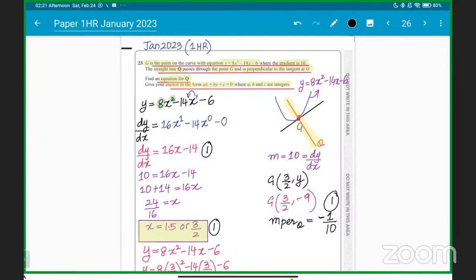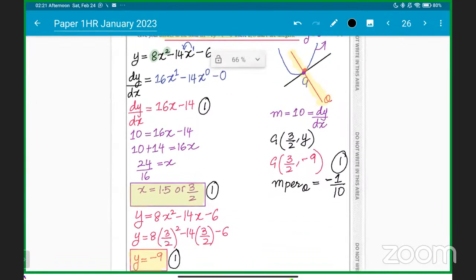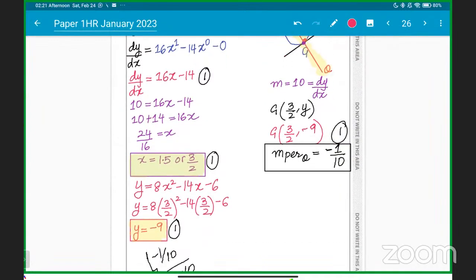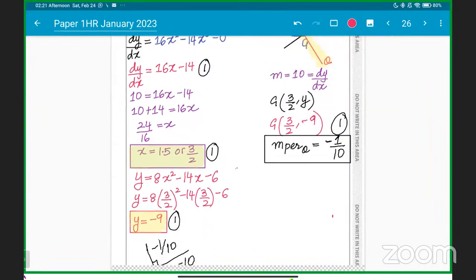So 10 divided by 1 will become 1 over 10, and the sign will change. If it's a positive sign, it will become a negative sign. If it was a negative sign, it would have become a positive sign. Understood? So that's what we have. Okay, clear on this, guys? So here we go. It will be y minus y1. Understanding, guys? Clear?